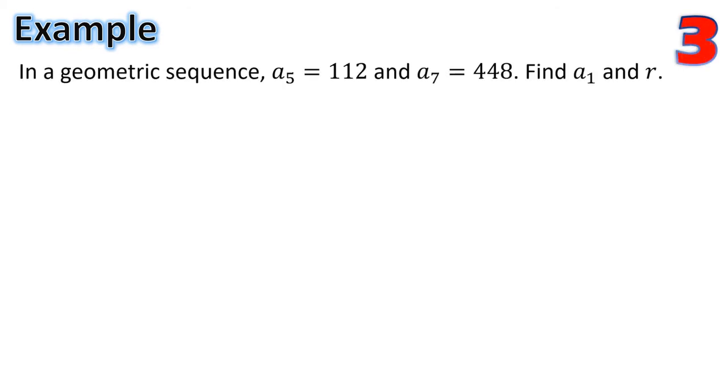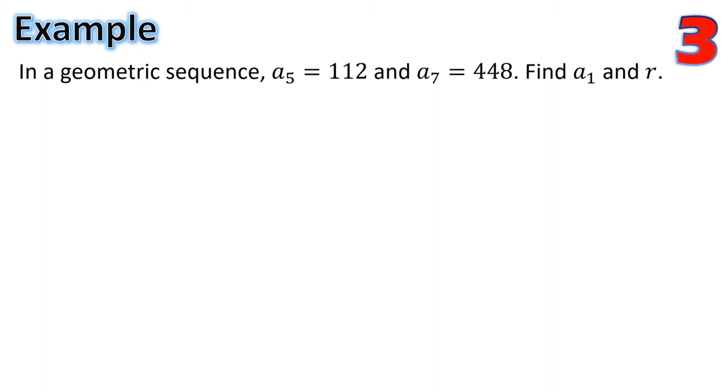Example number 3. In a geometric sequence, a sub 5 is equal to 112 and a sub 7 is equal to 448. Find a sub 1 and r. Using the formula for the nth term of a geometric sequence, we write the formula for a sub 5 and a sub 7. So we'll have two equations in terms of a sub 1 and r. And then we're going to solve the two equations simultaneously to solve for a sub 1 and r.